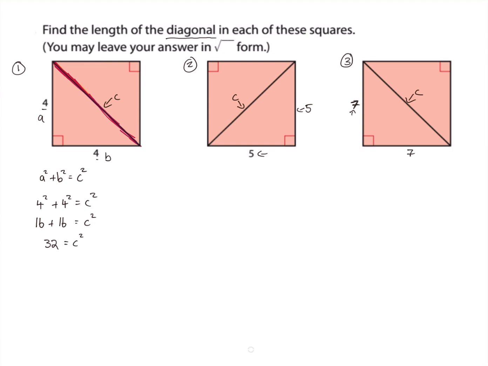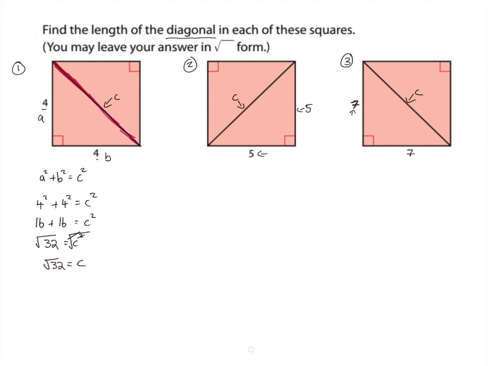Now we want to get c squared to become just a c. So what we do is we square root both sides, okay? We put a square root on both sides. And what that does is that cancels the squared beside the c, okay? And then we're left with square root of 32 equals c.